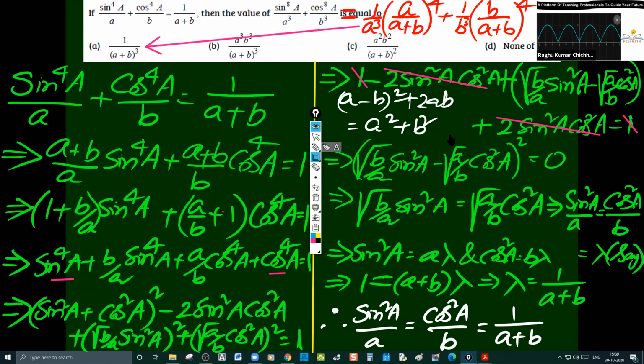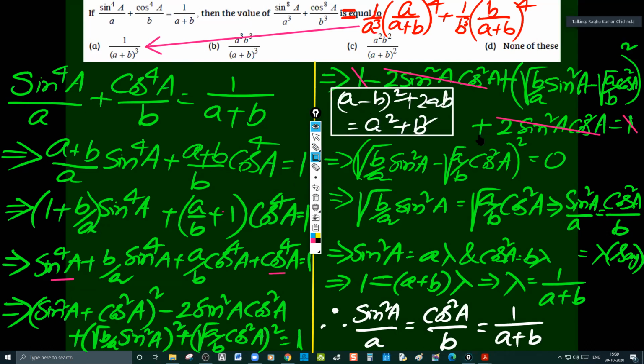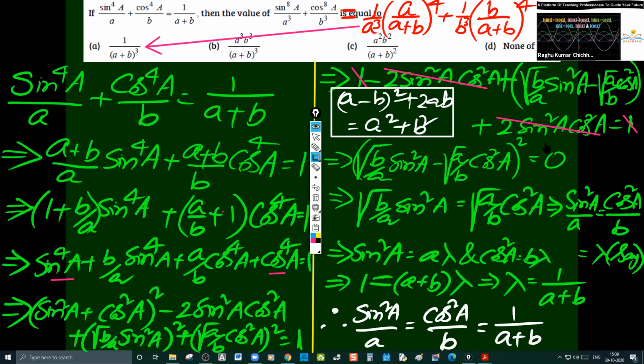This formula only is applied. This one is written as (a − b)² + 2ab. The advantage is these two are getting cancelled and one also gets cancelled. This one remains to be 0 now. If you take the square root on both sides, you write the equation √(b/a) sin²A = √(a/b) cos²A. Now I rearrange it, √a into √a and √b into √b. So sin²A/a is equal to cos²A/b.